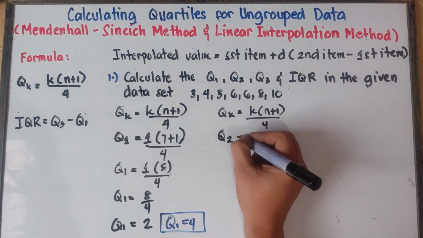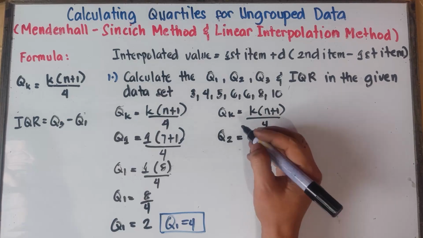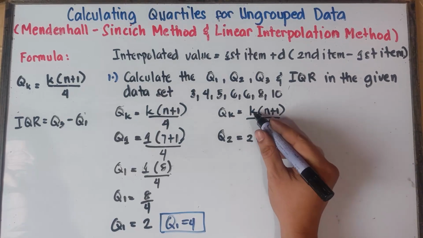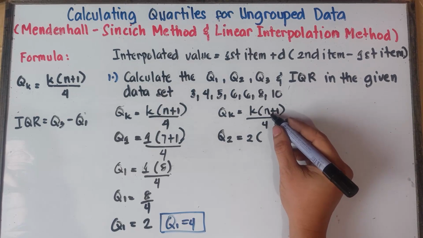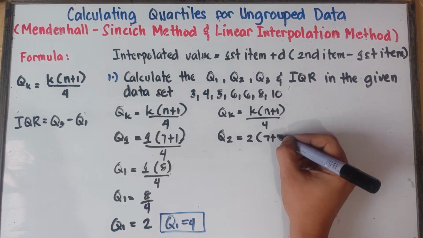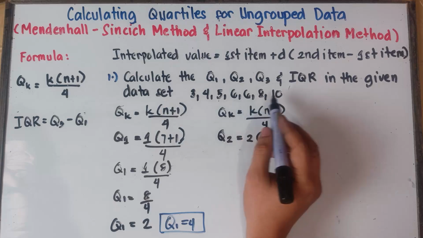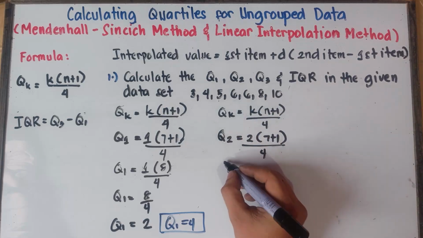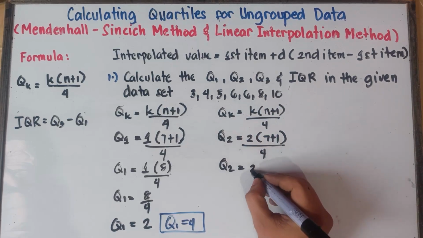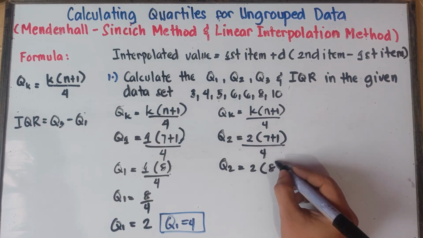Alright, so quartile 2. We're looking for quartile 2, so K is 2. Once again, K is 2, and N is the total number of samples. That would be 7 plus 1. So 7 samples. Divide by 4. So quartile 2 equals 2 times 7 plus 1, which is 8.